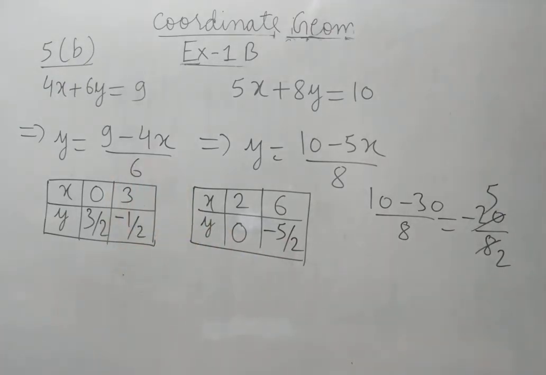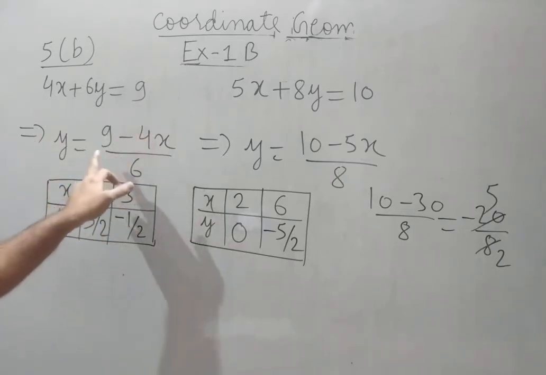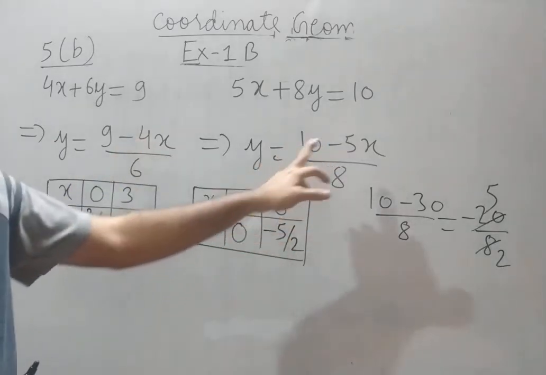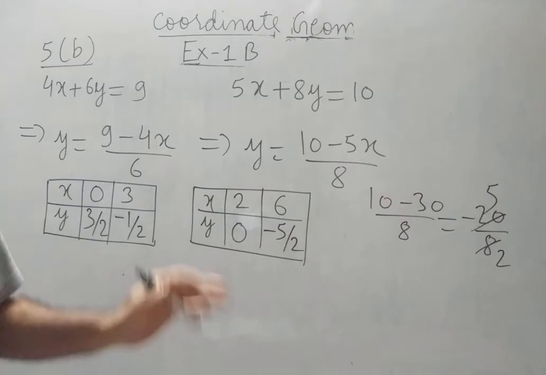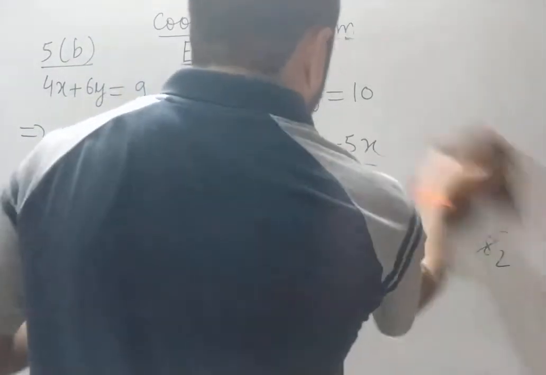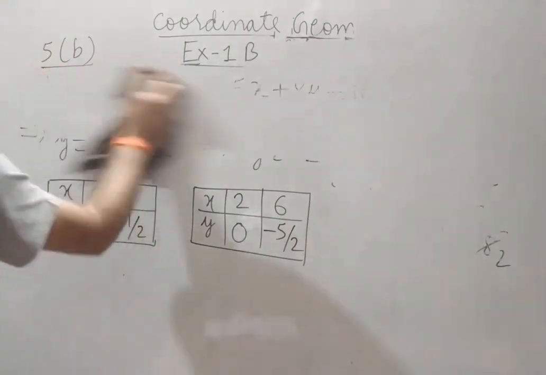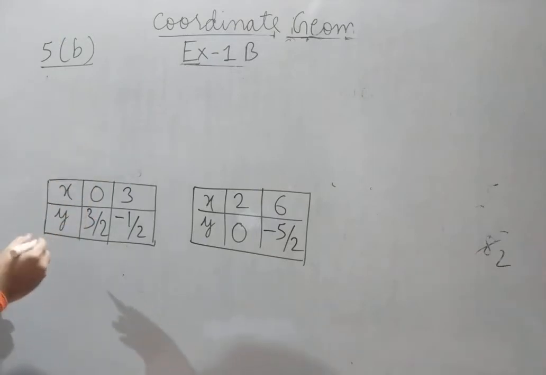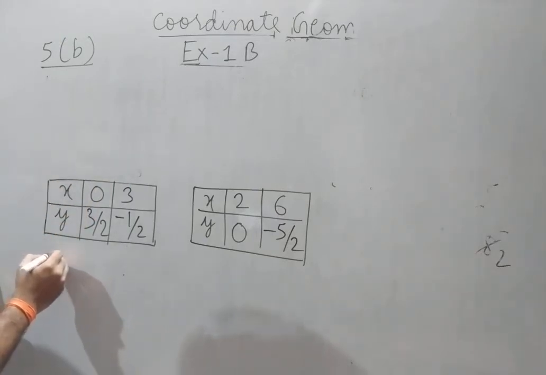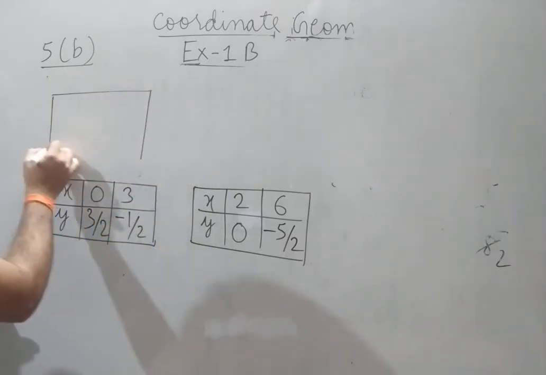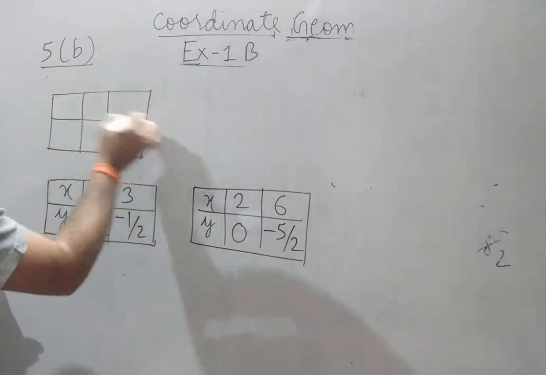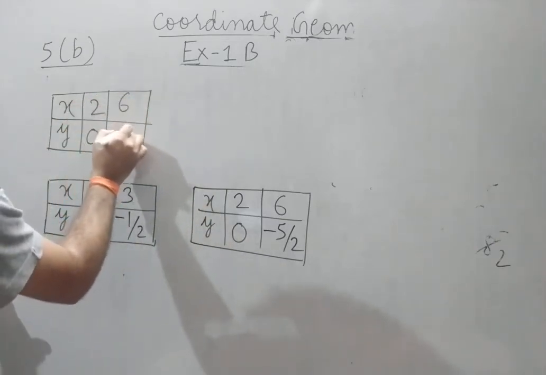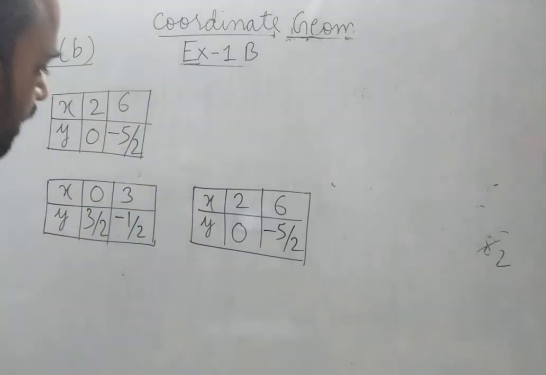So finally I am going to write the points. Check it. If x is 0, 9 upon 6. If x is 3, okay, x is 2, 0, x is 6. Okay, so now we are going to plot these two equations. The table is anyone, no problem. First, second, no problem. Anyone. So here, this is 2, 0, 6, minus 5 by 2.